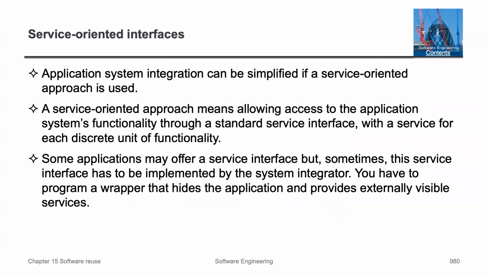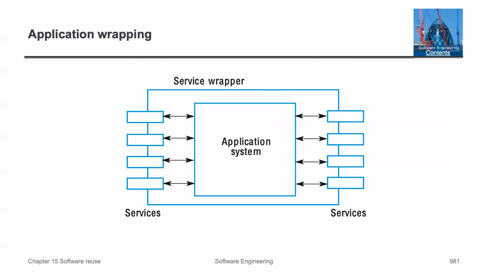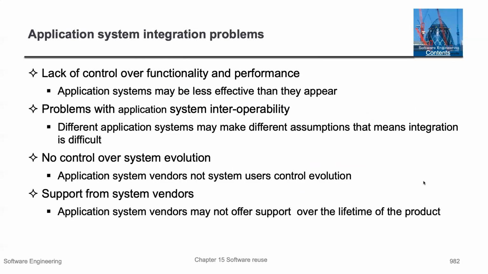For service-oriented interfaces, application systems integration can be simplified if a service-oriented approach is used. A service-oriented approach means allowing access to the application system's functionality through a standard service interface, with a service for each discrete unit of functionality. Some applications may offer a service interface, but sometimes a service interface has to be implemented by the system integrator. You may have to program a wrapper that hides the application and provides externally visible services. And so here's an illustration of application wrapping. You have the application, and then you have the service wrapper engaging it with various services.